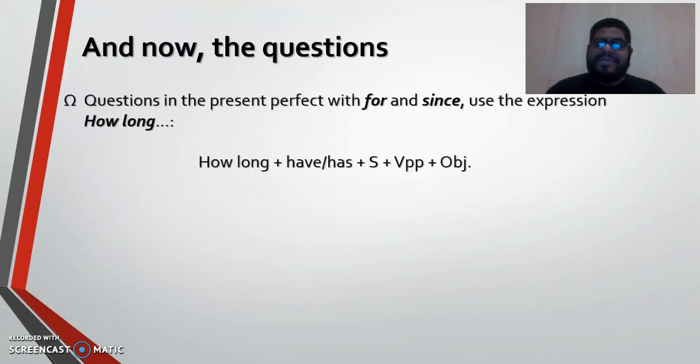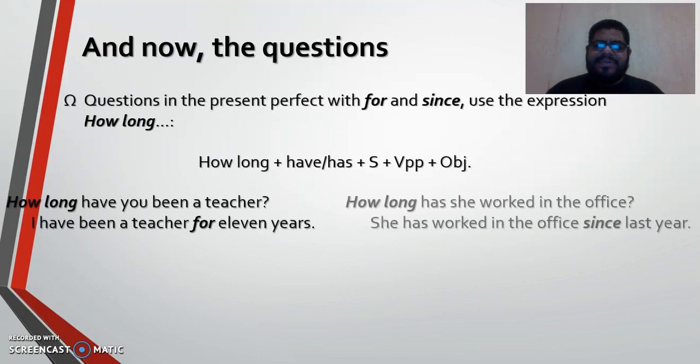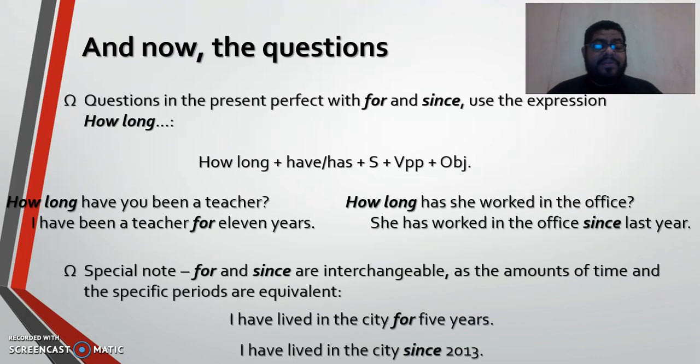But let's look at something else. Now we have the questions. Questions in the present perfect with for and since use the expression how long. And if you look at the structure here, it's very simple: how long, auxiliary have or has, subject, verb in past participle, and object. Look at the examples. How long have you been a teacher? I have been a teacher for 11 years. How long has she worked in the office? She has worked in the office since last year.